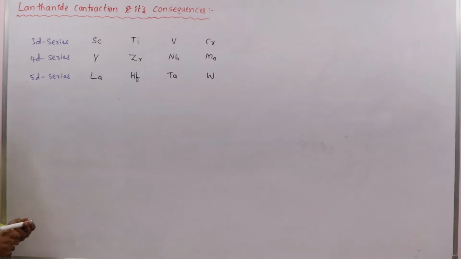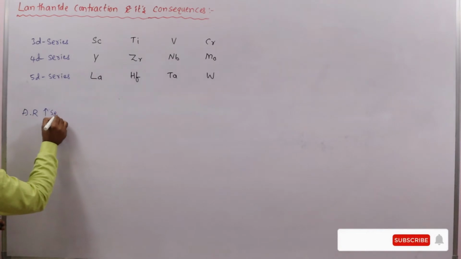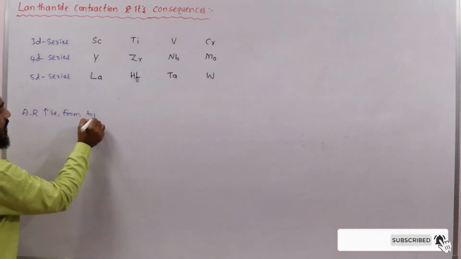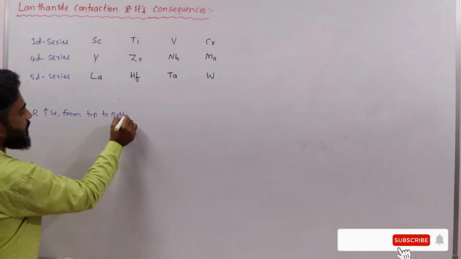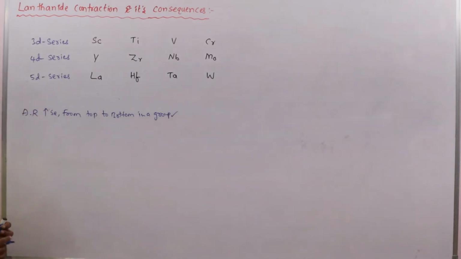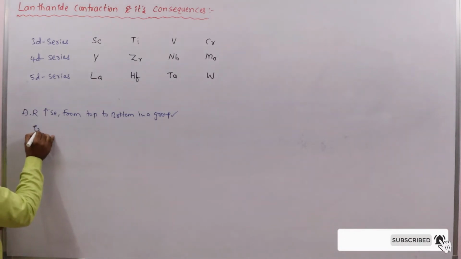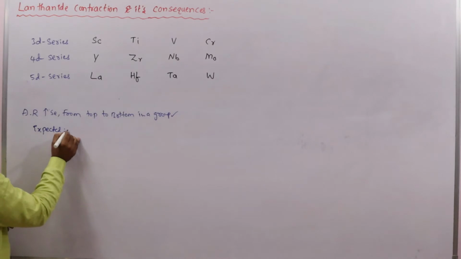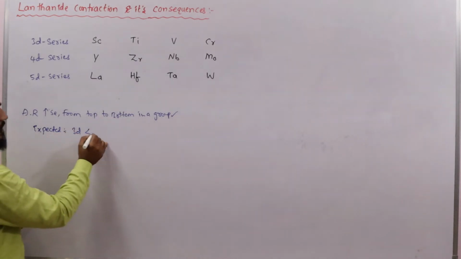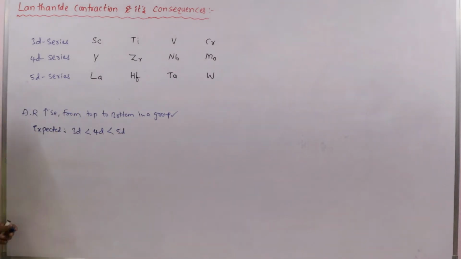As we know, atomic radius increases from top to bottom in a group. Based on this, we can say that from the 3D series to the 4D series, and from the 4D series to the 5D series, atomic radius increases. The expected order is that 3D series elements are smaller in size than 4D series elements, and 4D series elements are smaller than 5D series elements.